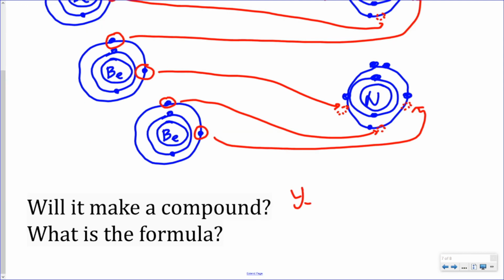So will this make a compound? Yes. What is the formula? Again, cation first, so Be for beryllium. Anion second, N for nitrogen. And don't forget our subscripts telling us how many we have. So we have 3 beryllium and we have 2 nitrogen. So Be3N2.